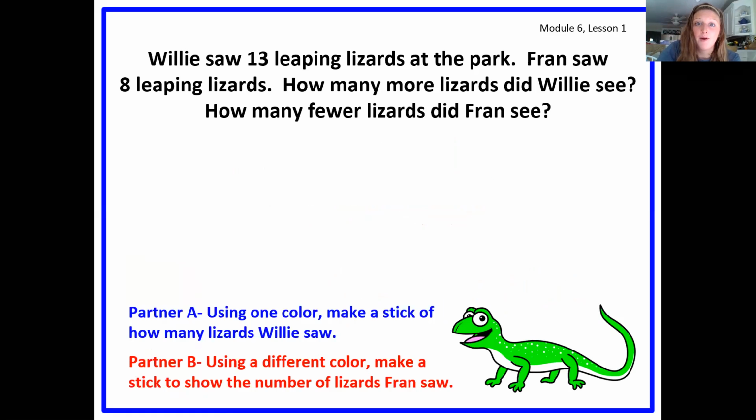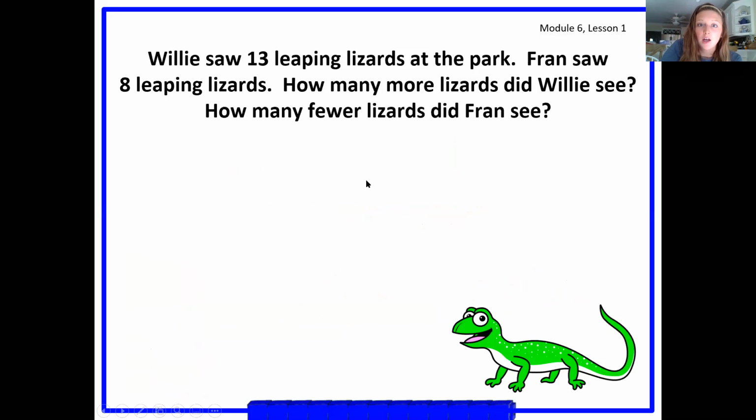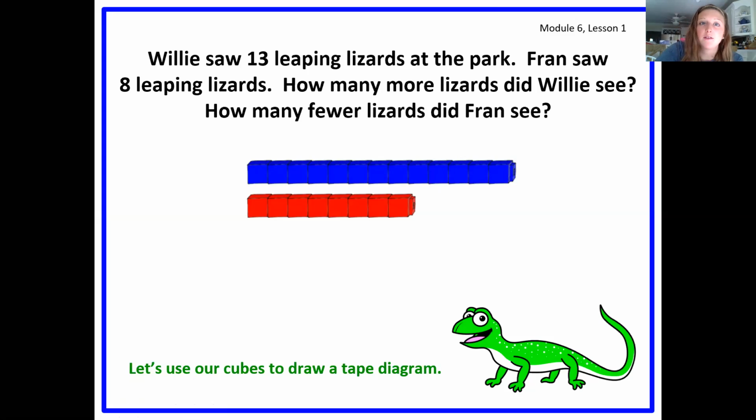I'm going to go ahead and pull up my picture right here. I know that this was Willie, and then this is Fran, right? Willie had a total of 13. And then Fran had a total of 8. They're lined up at the same spot. I'm going to figure out where they ended. So my question is, how many more lizards did Willie see and how many fewer lizards did Fran see?